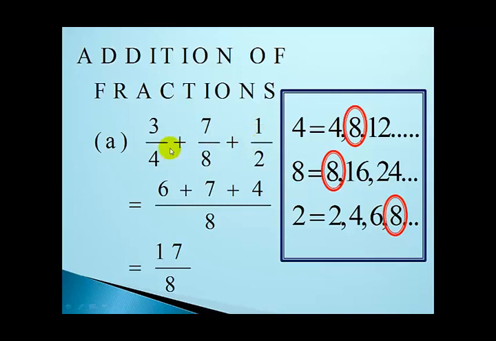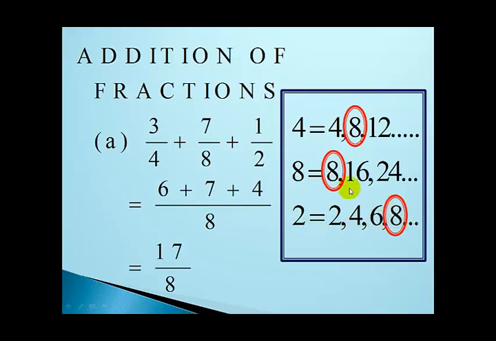Now, with addition of fractions, we have to find the LCM. When we consider the denominators, we have 4, 8, and 2. The multiples of 4 are 4, 8, 12 in that order. The multiples of 8 are 8, 16, 24 in that order. That's additions of 8 if you want to generate the multiples. The multiples of 2 are 2, 4, 6, 8, also in that order.